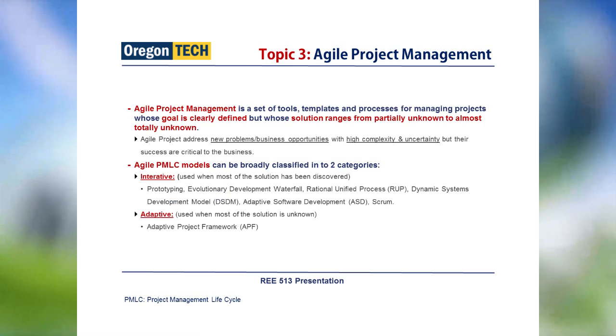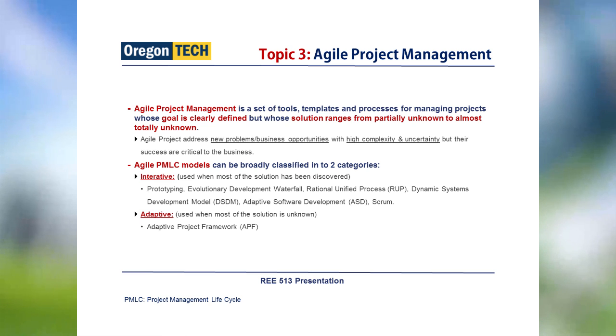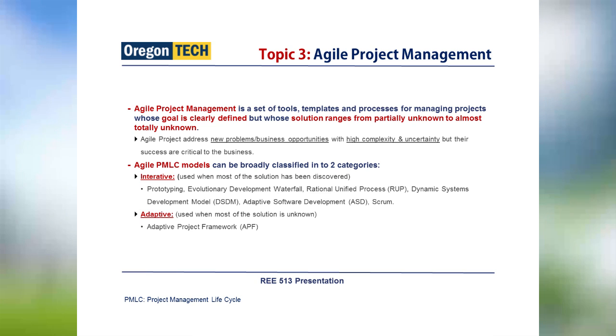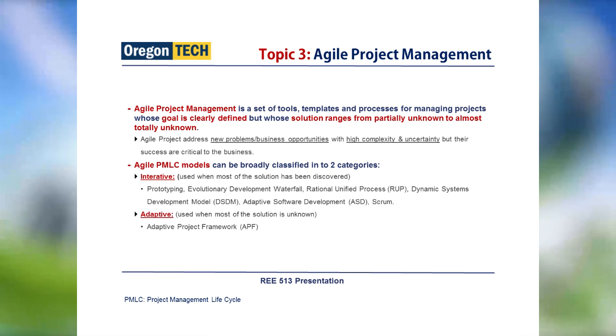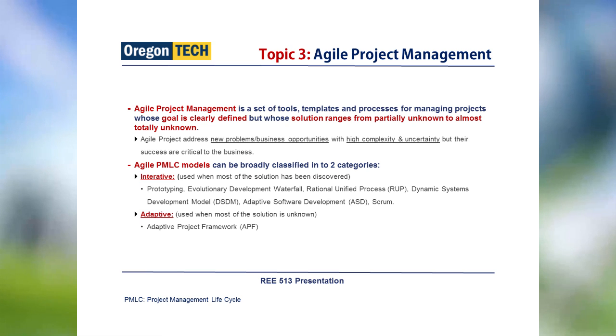The Agile project is a project that has a clearly defined goal, but the solution can be from partially unknown to totally unknown. The Agile project addresses new problems and business opportunities that have high complexity and uncertainty. However, the success of these projects is critical to the business. Agile project management models can be broadly classified into two categories, iterative and adaptive.